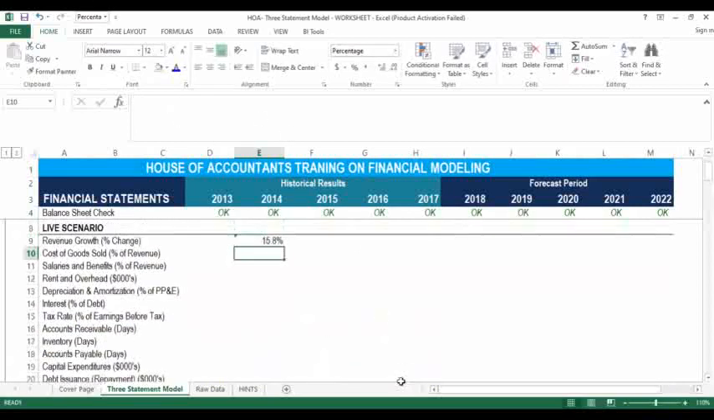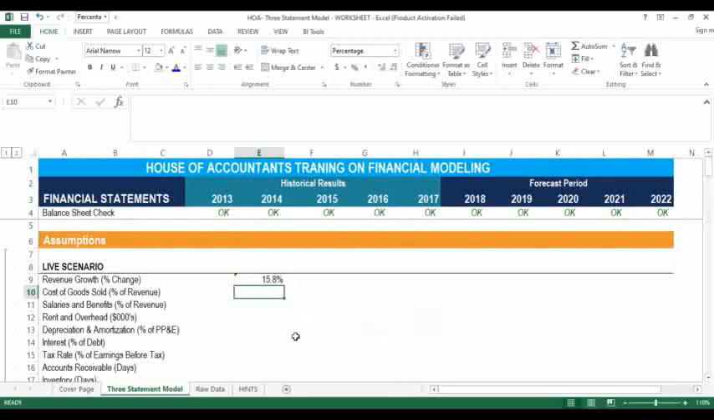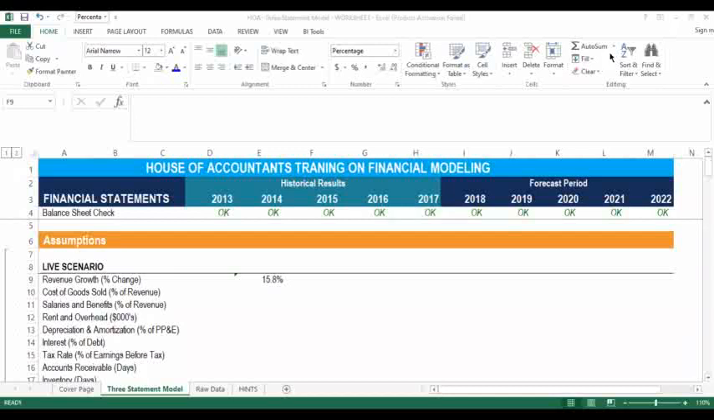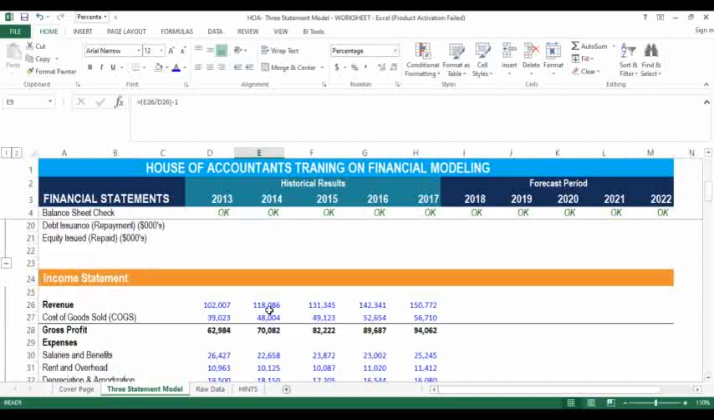And press enter. What do we have? I have 15.8. So I believe you still understand what I've done here. This says the revenue growth is current revenue divided by previous revenue minus 1. And if we check, this is current divided by previous.